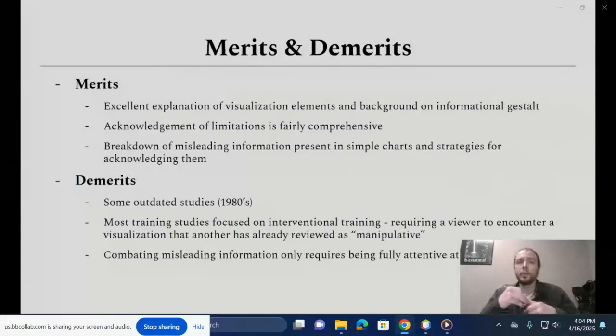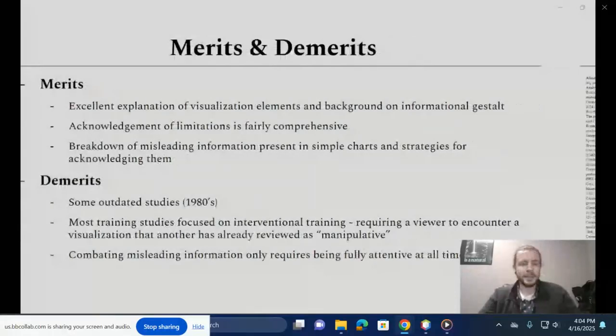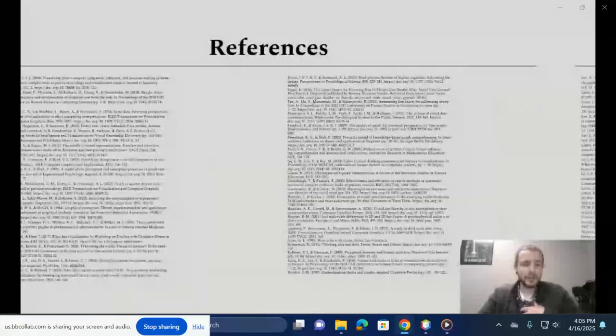It didn't really train people to see a visualization in the wild and engage their critical thinking, which comes to my third point. Combating misleading information only requires being fully attentive at all times. It's that simple. Just be locked in 100% all the time on everything, and you'll never see another misleading graph. All right. And here are all the references they included and some of mine for the paper.